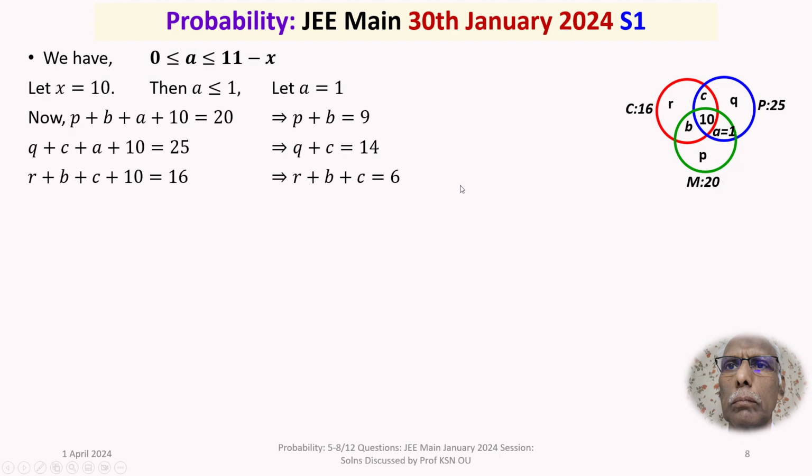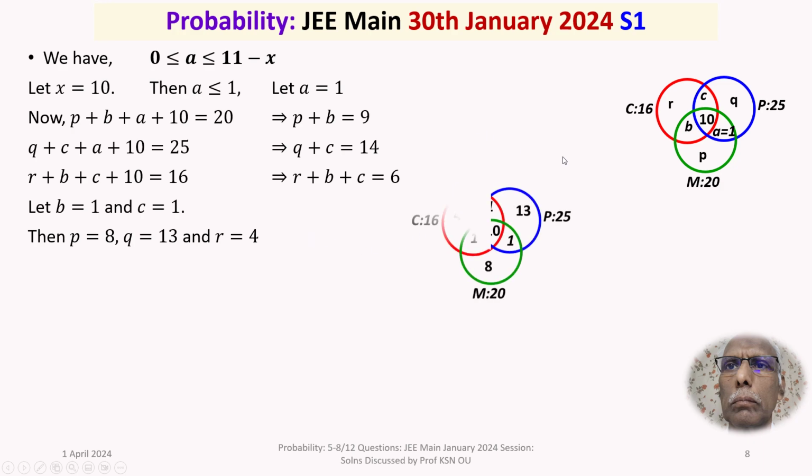Now, let us take a special case. In one situation, if you can show this is possible, that is sufficient. Therefore, let us take B is equal to 1, C is equal to 1. Then P will be 8, Q will be 13. P plus B is 9, B is 1, so P is 8. Also C is 1, Q plus C is 14, so Q will be 13. And R plus 1 plus 1, that is R plus 2, is 6, so R is equal to 4. Yes, this is working out. So, let us see the picture.